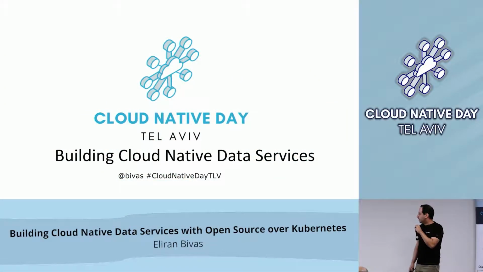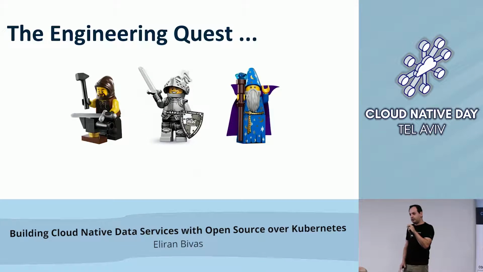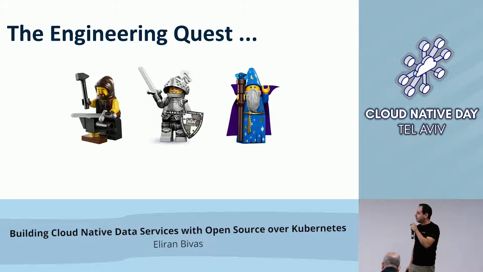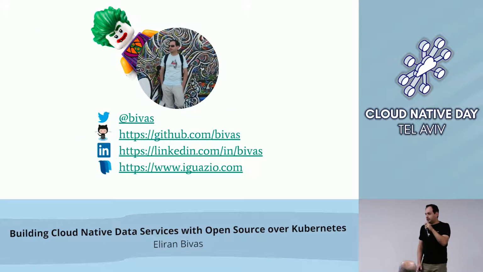Let us begin. I'm about to tell you the engineering quest that we had in Iguazio. This is something that we attempted, well, actually succeeded, to bring Kubernetes into our kingdom, into Iguazio's platform. We had to write tools. We also had to fight a lot of battles inside and outside of the community and with the tools themselves. And we also had to apply a lot of magics to actually make this entire quest possible. My name is Eliran Bivas.